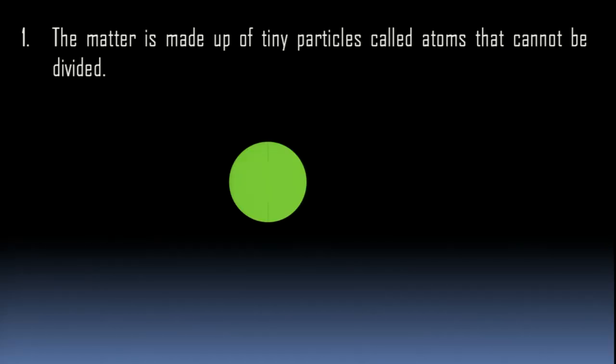Matter is made up of tiny particles called atoms that cannot be divided. As I had discussed earlier, if we take a piece of paper and tear it and tear it and tear it, we will come to a time when we cannot break it further. That entity is known as an atom.